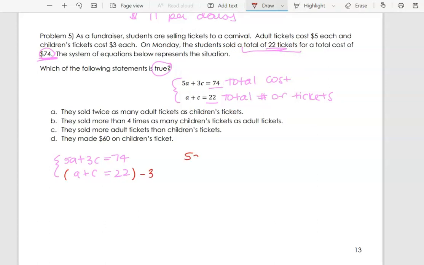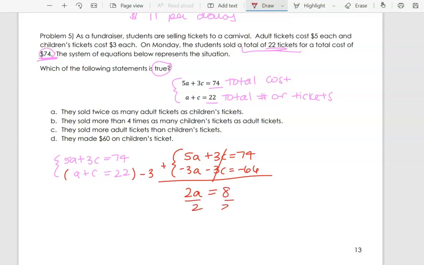So then I'll have 5a plus 3c equals 74. That one stays the same. -3a minus 3c equals -66. This is my system, and I'll add these together because that'll get rid of these c's. So 5a plus a -3a gives me 2a. Our c's eliminate. 74 plus a -66 gives me 8. Divide by 2, a equals 4.